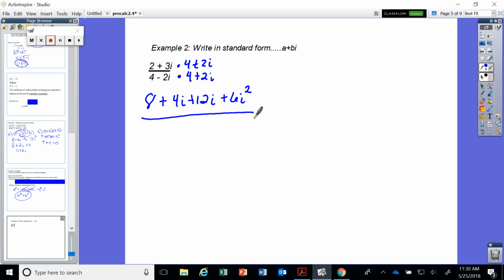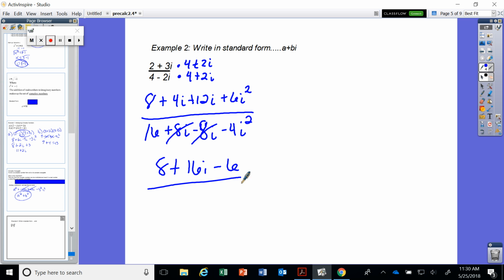On the denominator, what are we going to end up with? Well, just for our purposes, I'm going to go all the way out with it. We get 16, we get 4, and we get a positive 8i minus 8i, and then we get a negative 4i squared. Cancel, cancel. We get 8 plus, in this case, 16i, and then minus 6, divided by 16. Negative, negative makes a positive, so that's a positive 4. So continuing to move, 8 minus 6 is 2, so 2 plus 16i over 16 plus 4 is 20.